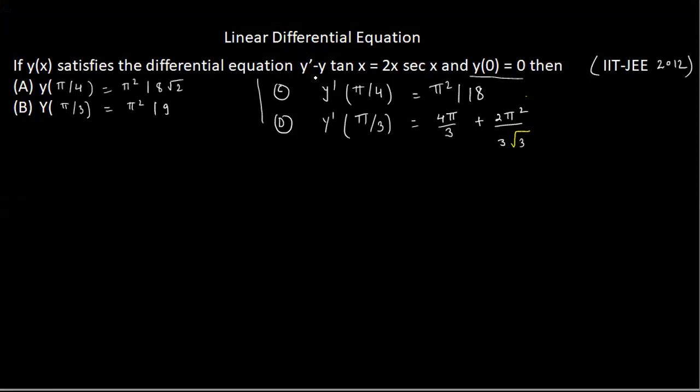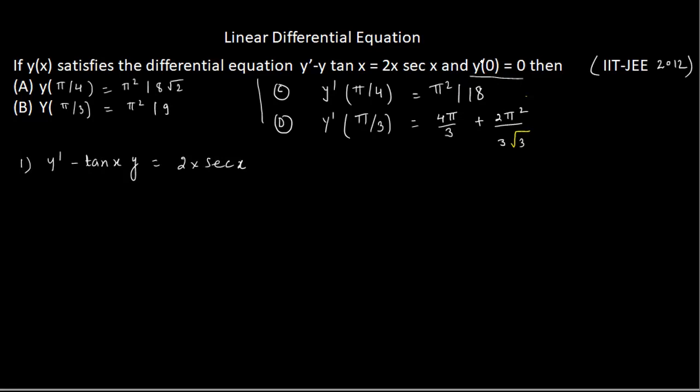So here we have a question: y prime minus tan x into y equals 2x sec x, and the value of y at x equal to 0 is 0. If you think you can solve this question, please pause this video here and try to solve it and see which of these options are true, and then you can check your answer later.